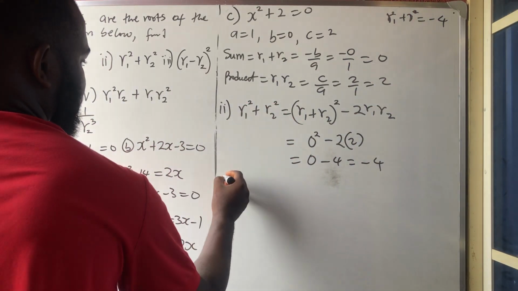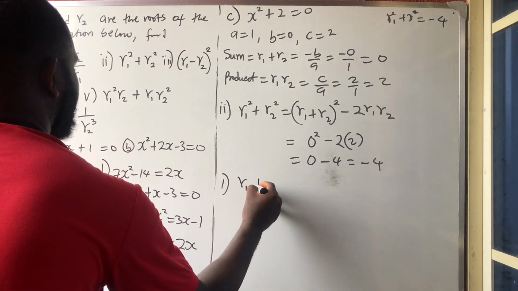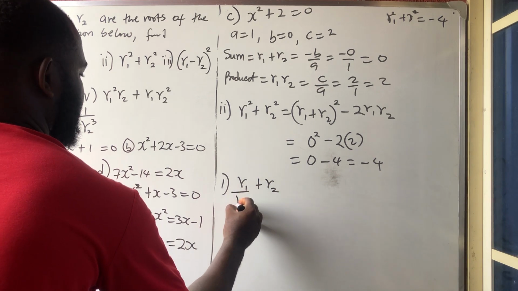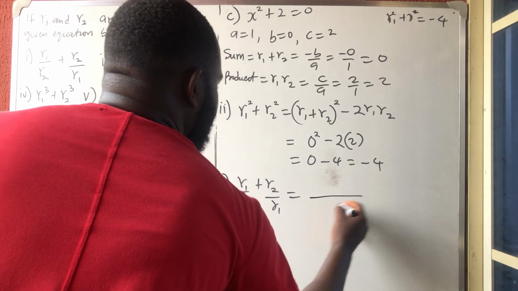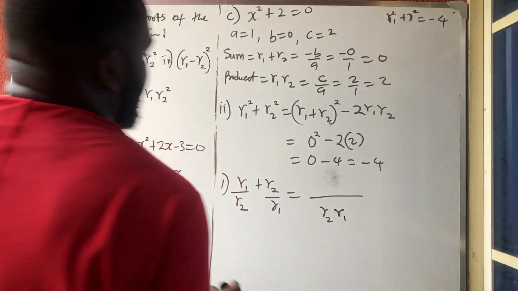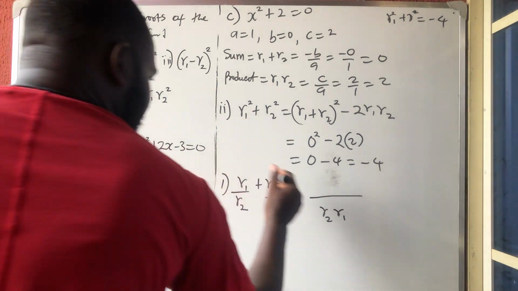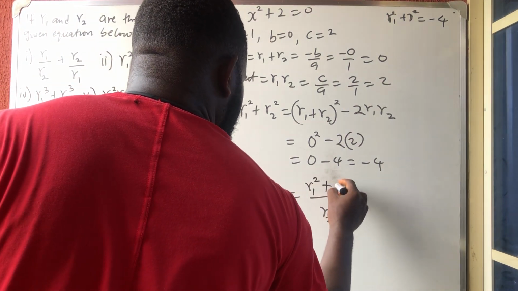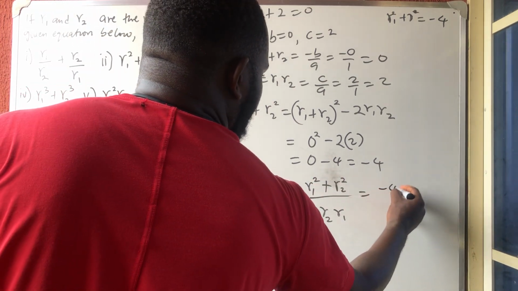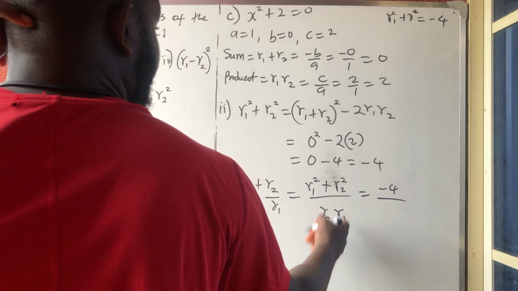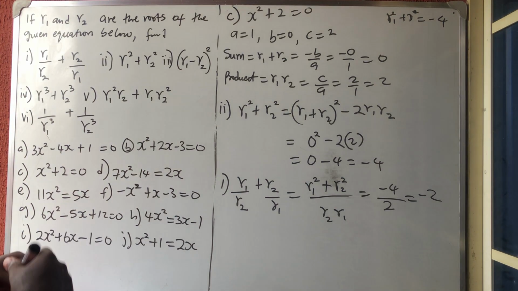Okay, so the next one is I. Let me solve I. I said 1 over R1 plus 1 over R2. This one is R2 here, and this one is R1 here. If you look at this, the LCM is R2R1. When both of them divide, R1 times this gives R1 squared plus this one R2 squared, which is minus 4 all over R2R1, which is 2. So when they divide this, I'm having minus 2 as my answer.